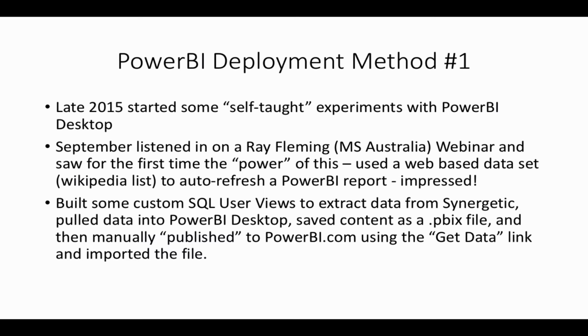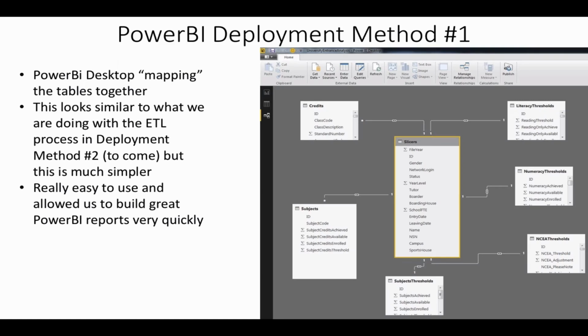So this was a really quick way for us to build some pretty cool stuff, and particularly using a lot of logic in the SQL user views, we were able to create some really robust NCA reporting. If you haven't used Power BI desktop, there's a screenshot that shows some of the mapping of tables. This does look a bit similar to what we end up doing in the ETL process with our deployment method number 2. This is easy to use, whilst it can look a bit intimidating. The desktop client tends to do a lot of the smarts for you automatically and does allow even people with limited understanding of the data to create some connections and then start building visualizations.